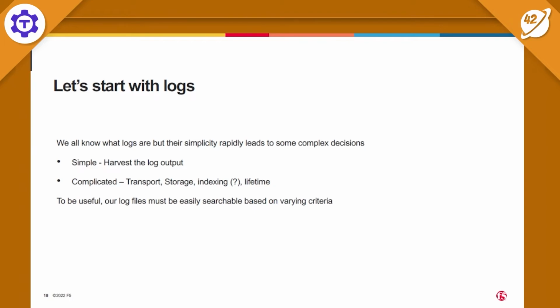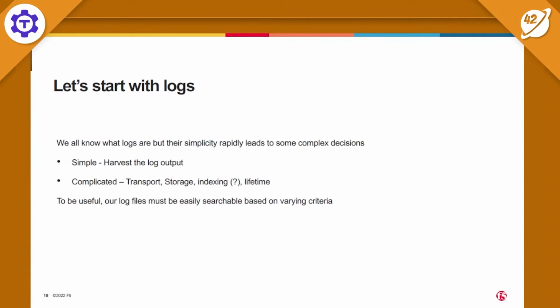So everybody kind of knows what a log is, something the system decides to write off someplace and let us know what it thinks is going on. But that very simplicity leads to some really complex decisions. The simple side, grab the log output. Sounds simple. What the log output looks like, what format it is, what's included in there, and how can I scrape the data to make sense of it becomes incredibly important, especially when we reach production level scales.